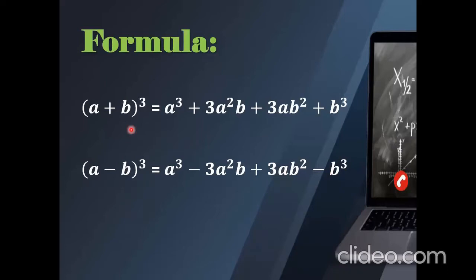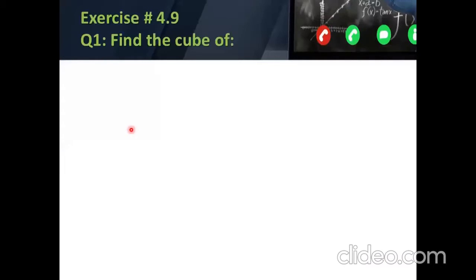Now let's start exercise number 4.9. As you all know, I'll start the work with the examples. So here you have exercise number 4.9, and question number 1 is: find the cube of 2x plus 3y. Now let's solve it.